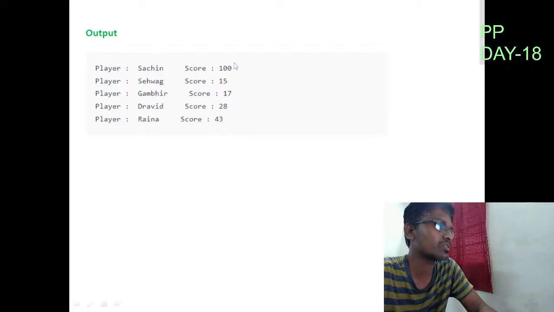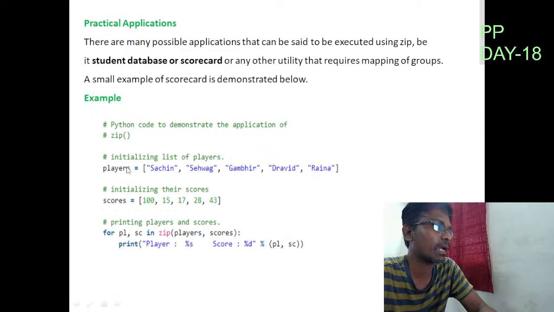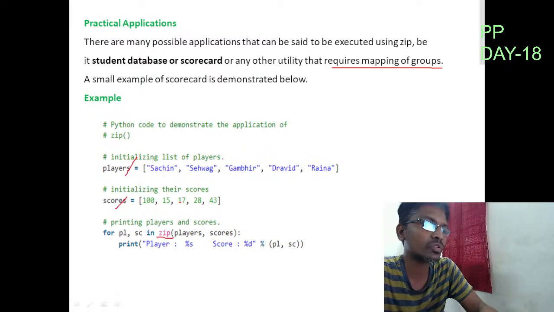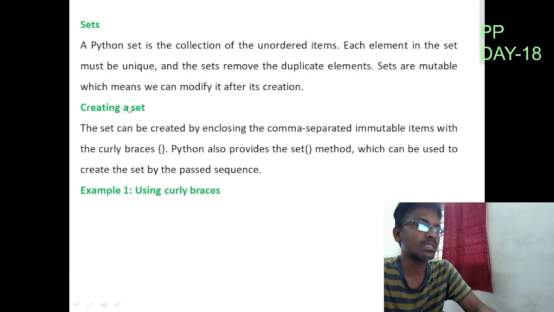The player is Sachin and the score is 100, and the player is Sehwag and the score is 15, and the player is Gambhir and the score is 17, and the player is Dravid and the score is 28, and the player is Raina and the score is 43. So for mapping players with scores, you have to use the zip method or zip function. So that is about the zip method or function. As I said, mapping of groups. In this example, by using a zip function, I mapped players and their scores.